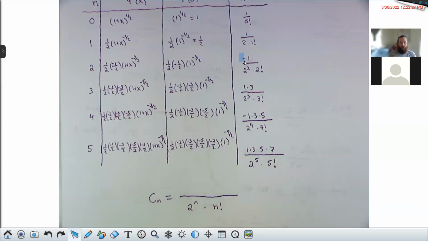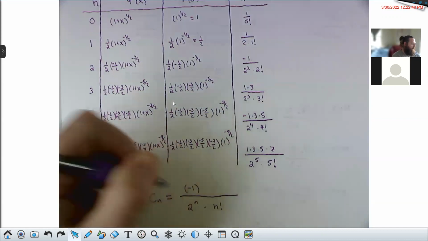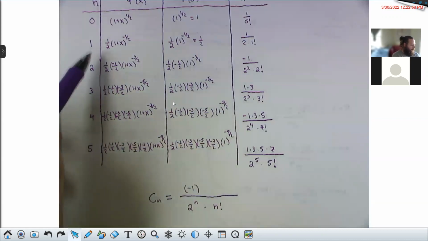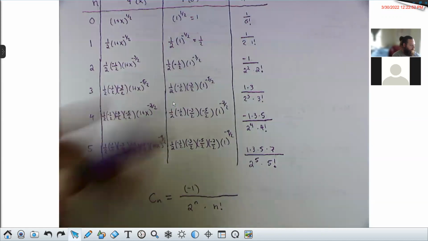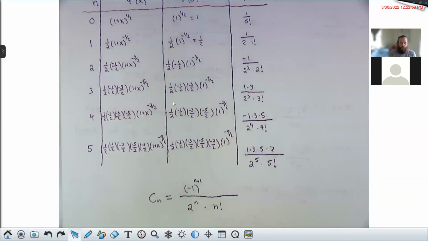Positive, negative, positive, negative, positive, negative. This is an alternating thing. When n is 1, we're positive. When n is 2, we're negative. When n is 3, we're positive. So that means there's a power of -1 here. And when n is odd, we're positive. When n is even, we're negative. So it's not -1 to the n, it's -1 to the n plus 1. You could also write n minus 1, doesn't matter.